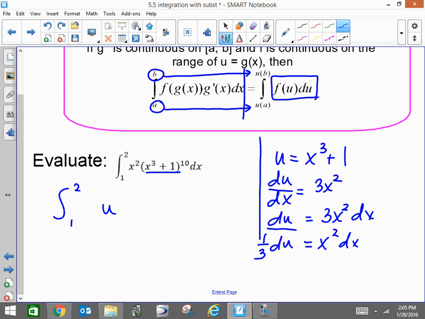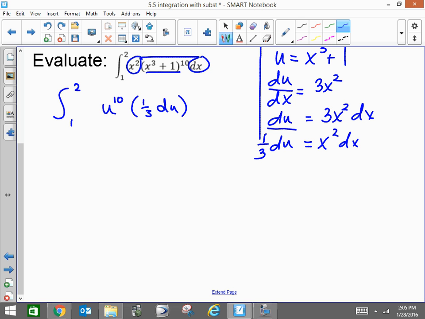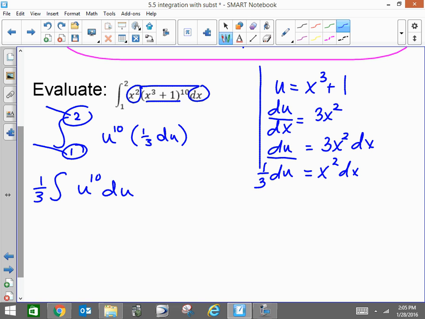This is u to the 10th. This becomes 1/3 du. Now here's the thing. These limits right here were in terms of x. We don't have x anymore. We don't want to go back to x because that's just going to complicate things. So what we're going to do is find the u of 1 and the u of 2 and change our limits to accommodate u.